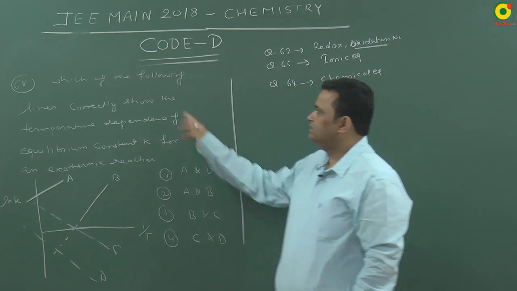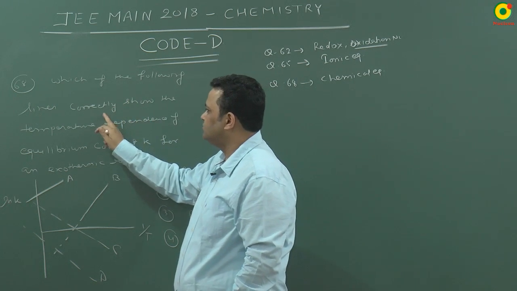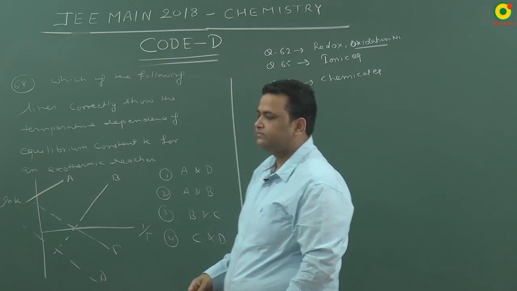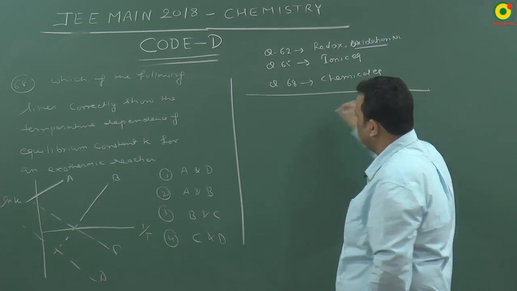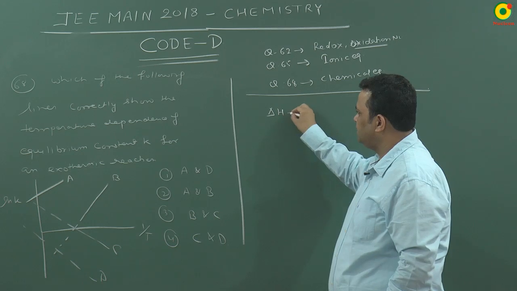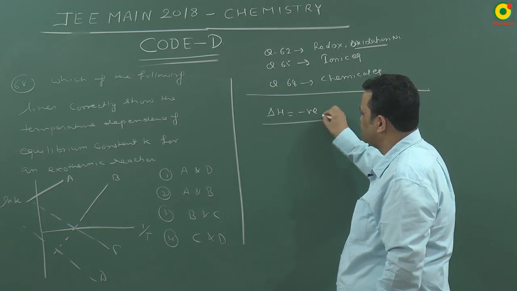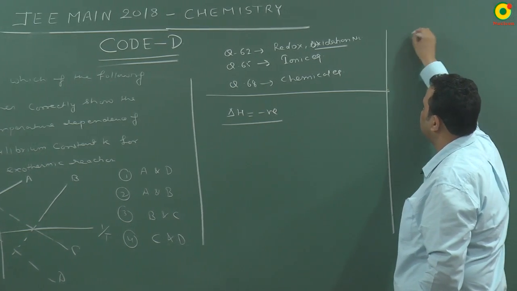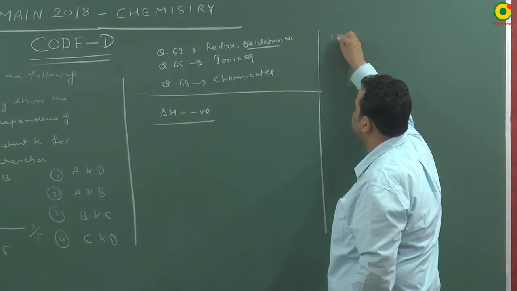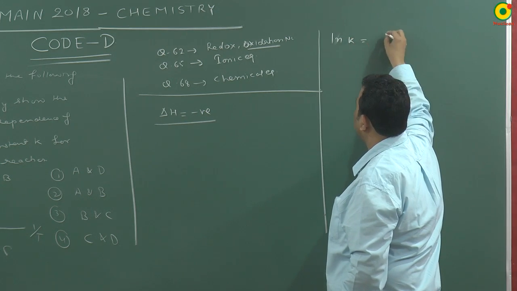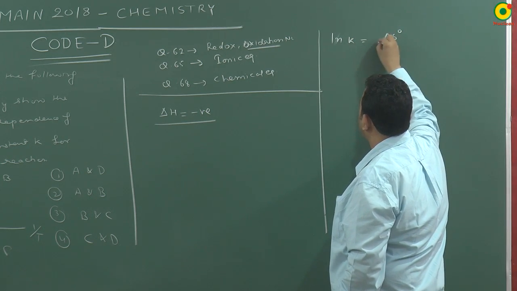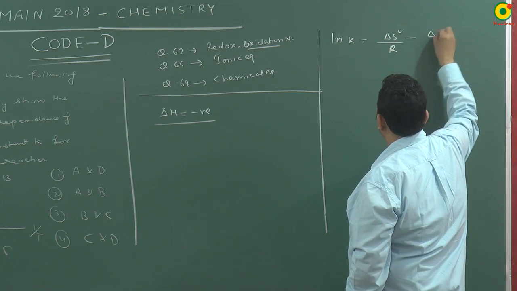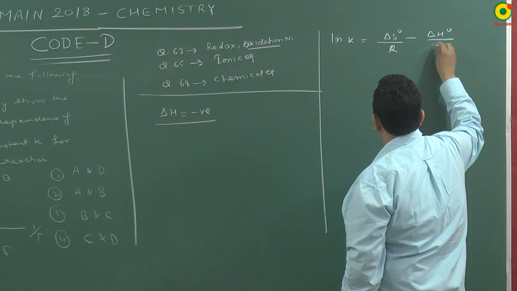So in this question he is asking which of the following lines correctly show the temperature dependence of equilibrium constant K for an exothermic reaction. So it is given that the reaction is exothermic, means delta H is negative. Now the formula for K versus 1 upon T is ln K = -delta H naught upon R into 1 upon T plus delta S naught upon R.